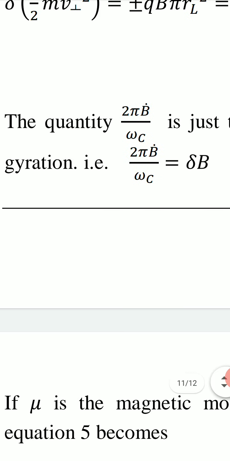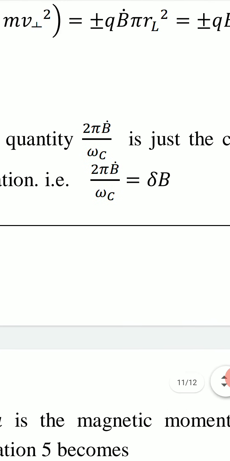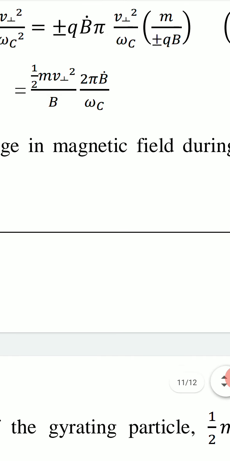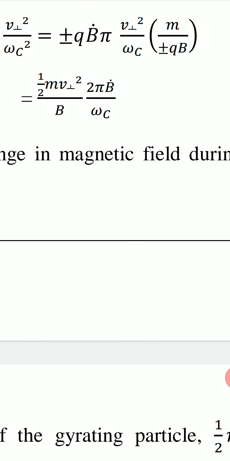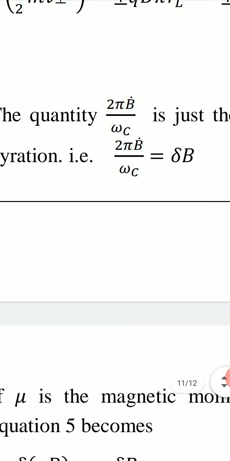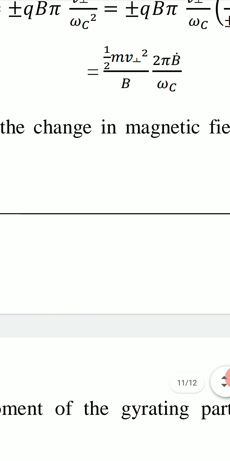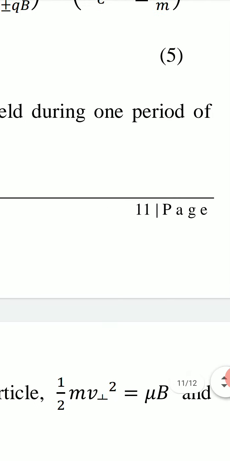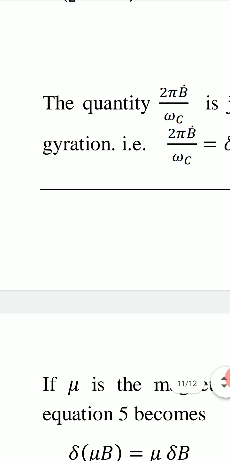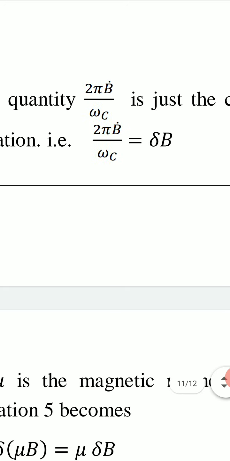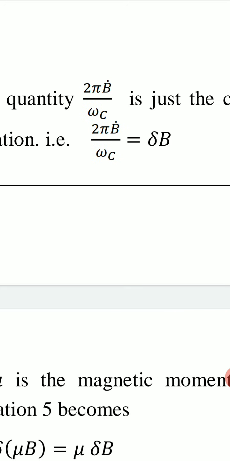The quantity 2 pi b dot upon omega c, it is here in this term, is just the change in magnetic field during one period of gyration. Look at this quantity 2 pi upon omega c into b dot. Here 2 pi upon omega c is the time period for the Larmor orbit, for the circular path.